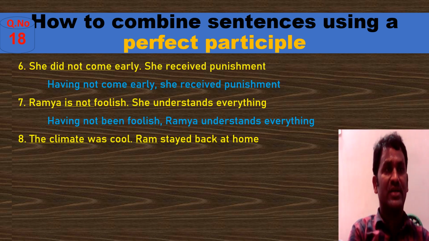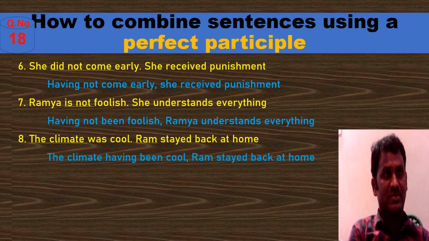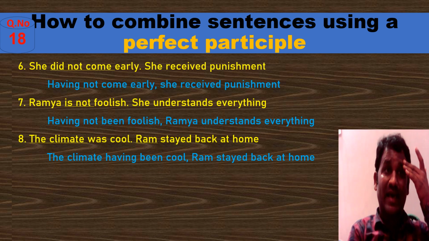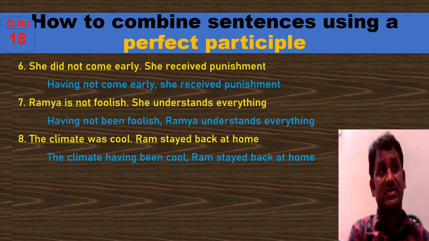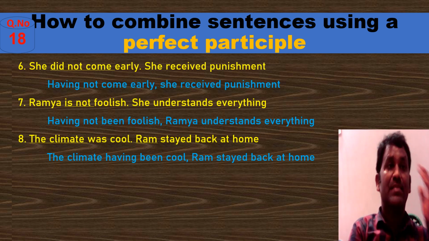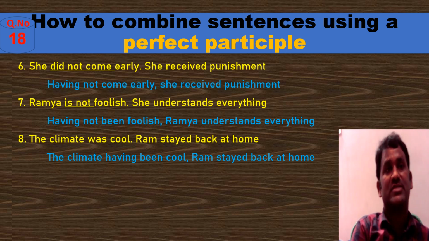Next, the climate was cool, Ram stayed back at home. As I told you earlier, we have two different subjects. The first one, what is the subject? The climate. The second one, Ram. So the climate and Ram are two different subjects. We should use both of them. Let us see. The climate, perfect participle, having plus V3. Was becomes been here. So the climate having been cool, Ram stayed back at home.